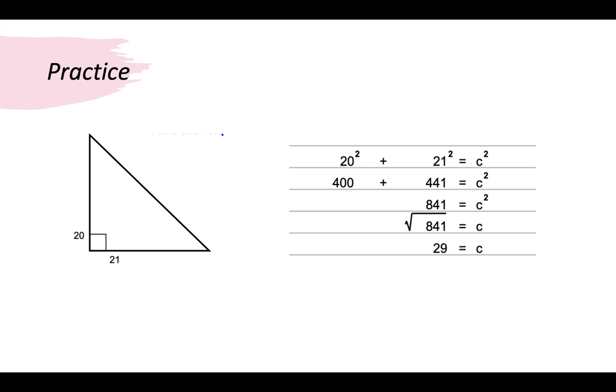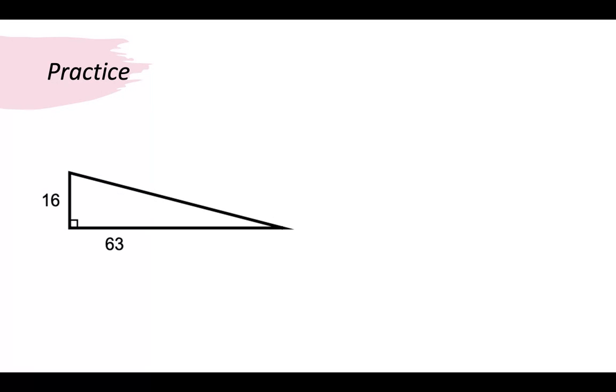So when we do that, we take 20 and we square that, 21 and we square that. That gives us 400 plus 441, and so then we would add those together and that equals 841. Again, the part people forget so often is to take the square root of this number to undo the c squared. So the square root of 841 would give me 29. Here's another one for you to pause and try.